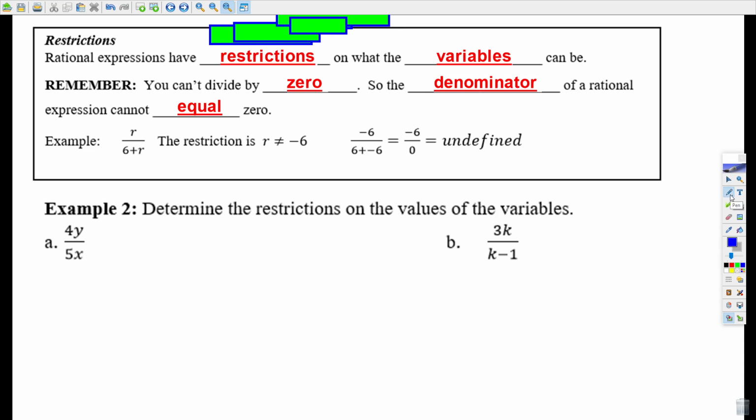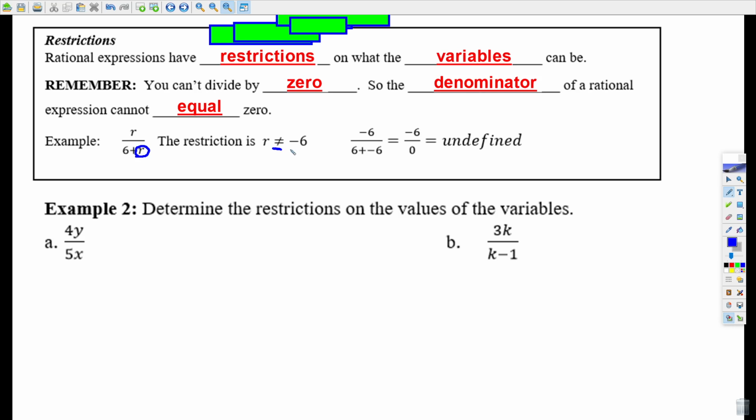Let's see exactly what this means. It's called a restriction of what you cannot have. So let's go through this example here. It's actually kind of done for you. So if you have r divided by 6 plus r, the restriction is the question of what could this be, so that when you add a number to 6, it becomes 0. Because that's something we don't want, right? So the restriction here is saying that r cannot be equal to negative 6.